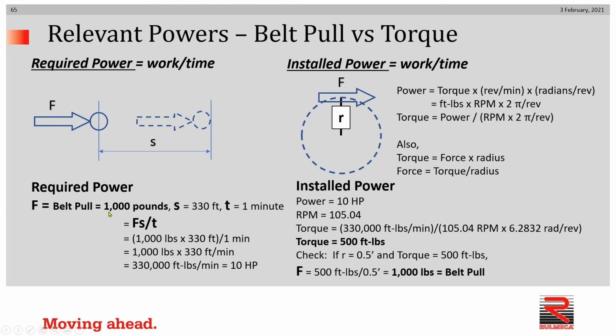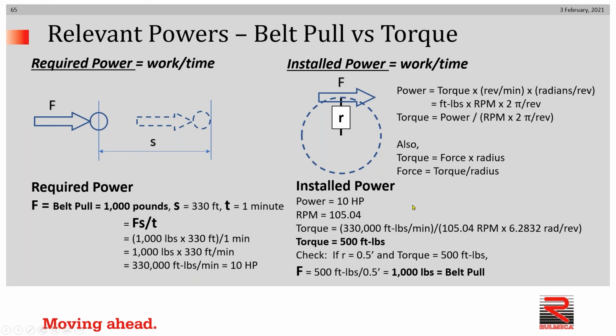So if we have a belt pull of 1,000 pounds and we have a displacement of 330 feet, and we do it in 1 minute, we know that Fs divided by T gives us required power. So 1,000 pounds times 330 feet divided by 1 minute gives us 330,000 foot-pounds per minute, which we can convert to horsepower as I described previously. In this example, we have 10 horsepower.